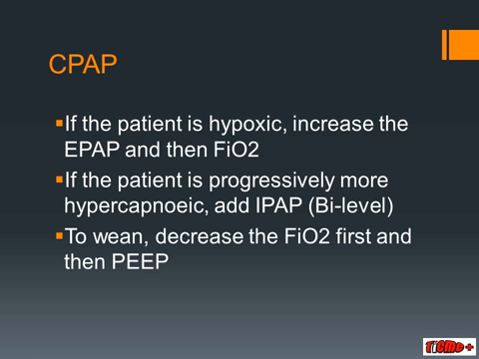So, if the patient remains hypoxic on CPAP, then you should increase the EPAP and then the FiO2. Remember to also increase your medical therapy. So for example, in acute pulmonary edema, you may want to also increase the GTN infusion. If the patient is becoming progressively more hypercapnic on CPAP, I usually change them to bilevel mode and add in some IPAP. If you're weaning the patient off CPAP, I usually decrease the FiO2 first and then wean off the PEEP.